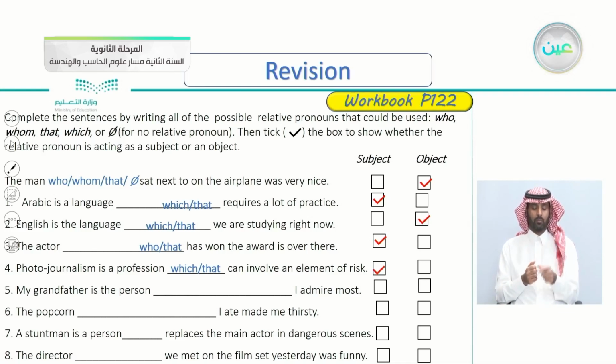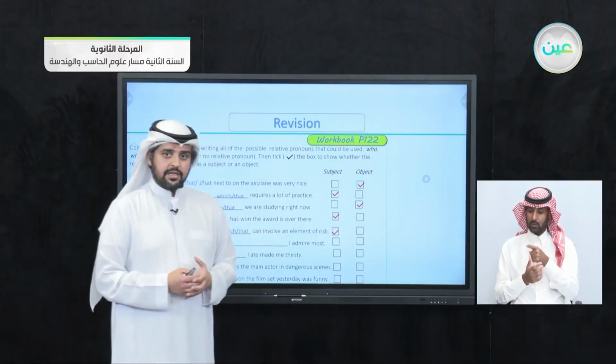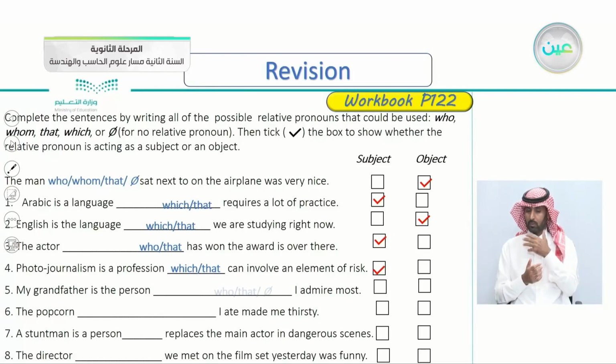Number five, my grandfather is the person I admire most. So we're talking about his grandfather here, so yes, we're talking about a person. We can say who, that, or the sign for no relative pronoun. And of course, it's an object, because the subject here is I, admire the most, which means that we can omit it. We can say my grandfather is the person I admire most.